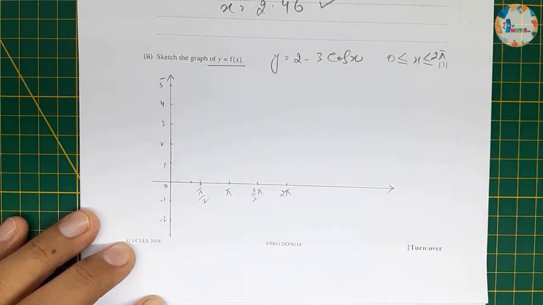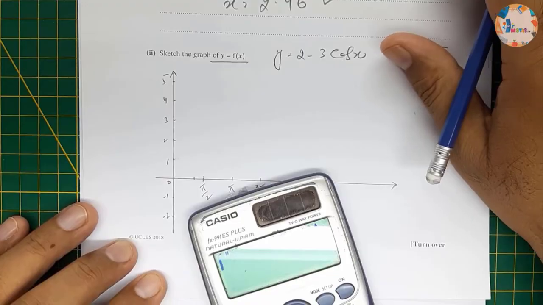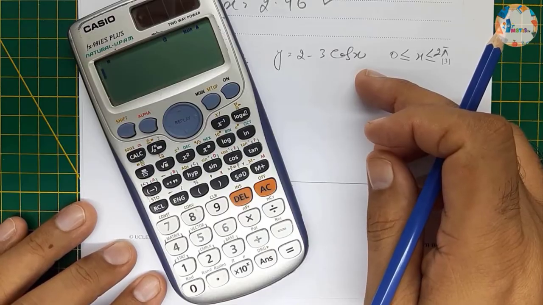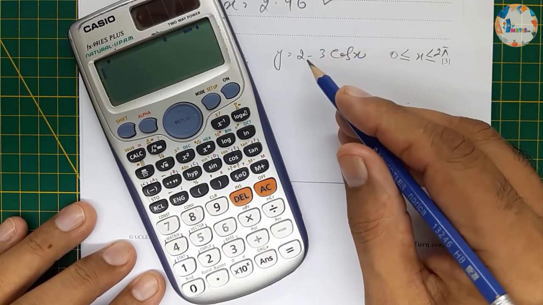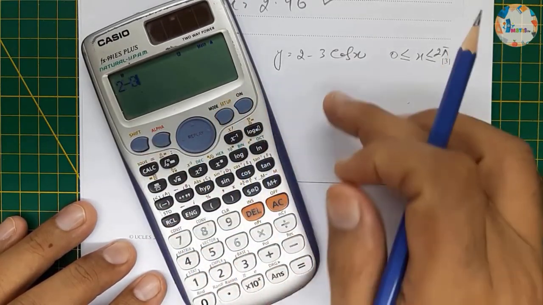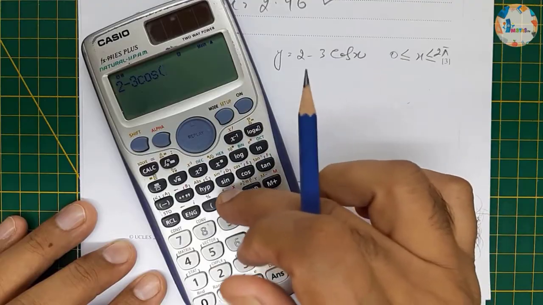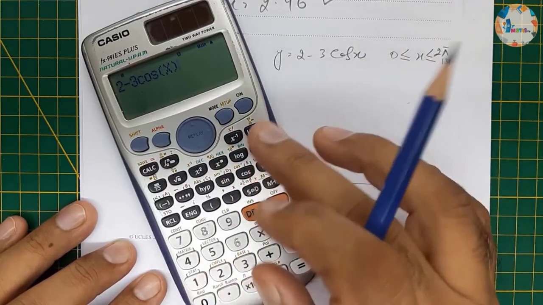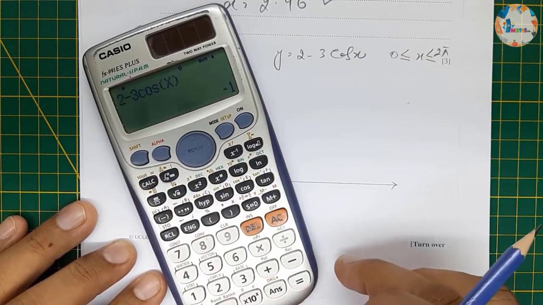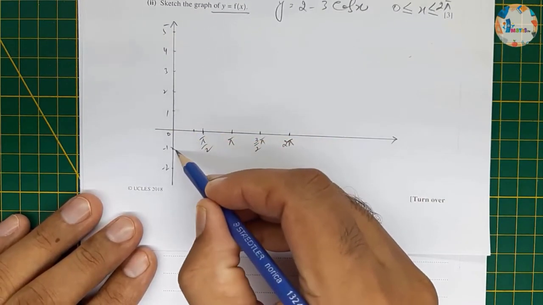Now we have to sketch this. This basically has two options. One is you can use the standard graph of cos x, and then you can do it by transformation, but I will do it by the other, easiest way. So for 2 minus 3 cos of x, I will write this equation, then I'll calculate for x is equal to 0. Calculating for x is equal to 0, this will give us minus 1. So for x is equal to 0, we got this point.